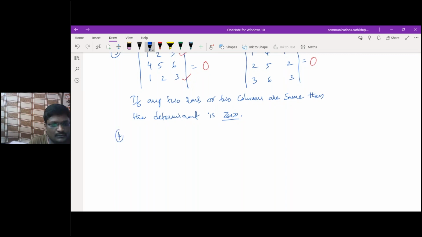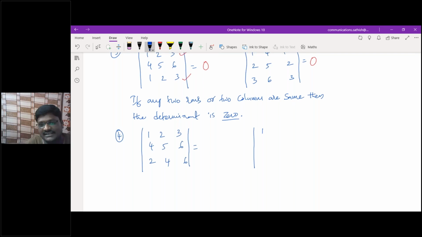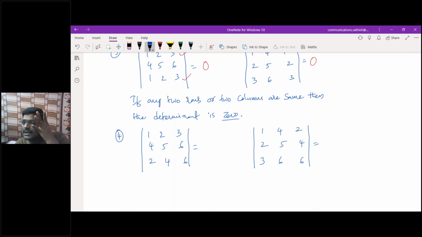Next, one more. 1, 2, 3, 4, 5, 6, 2, 4, 6. Find the determinant for this. These all properties are from the previous questions only. So I'm just making them into the properties. Getting what I'm saying here? Please kindly follow me.